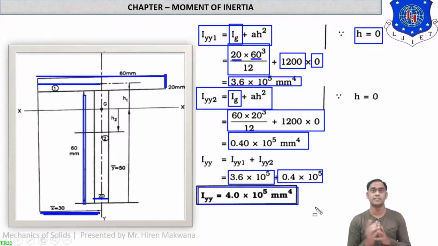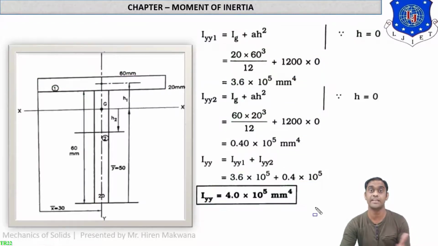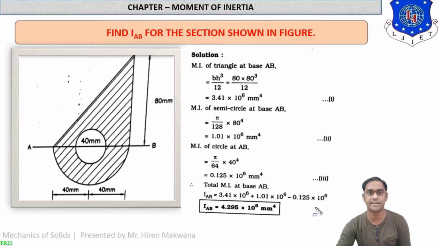So basically this is the method of calculating moment of inertia about centroidal axis xx and yy. But what if the moment of inertia is asked about any other axis? Let us see in the next example. In this example, you can see we have to find IAB for the section shown in figure.